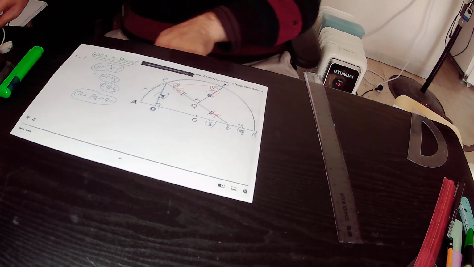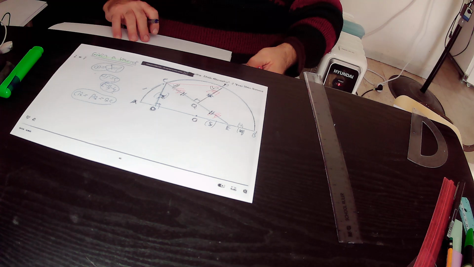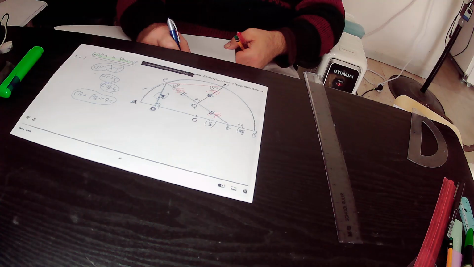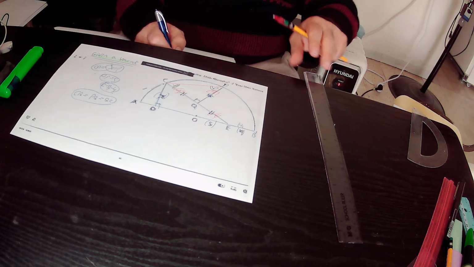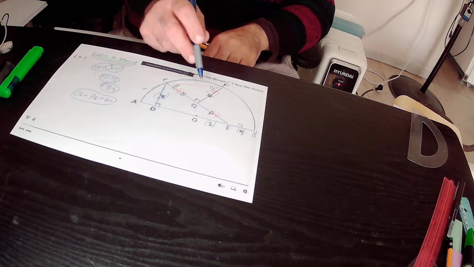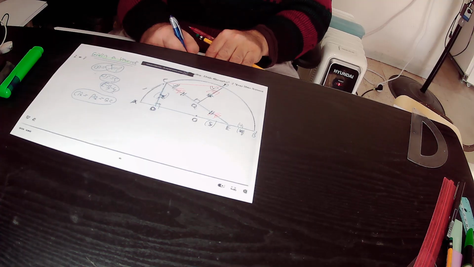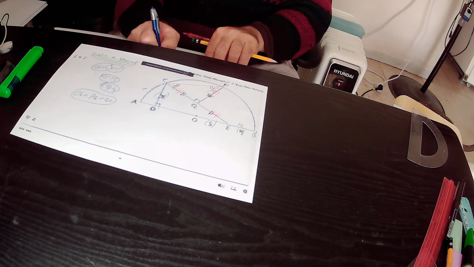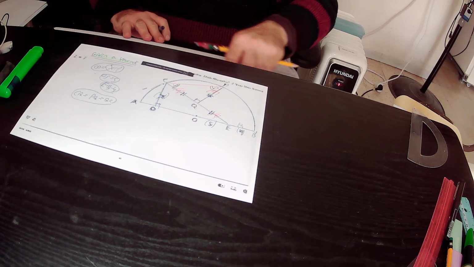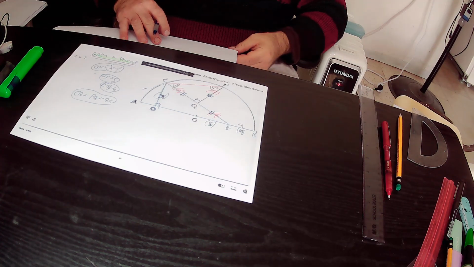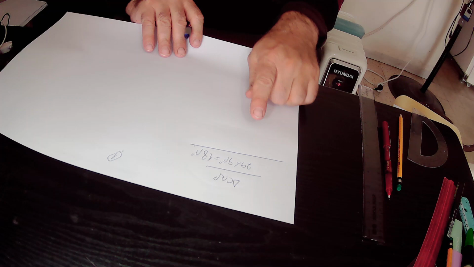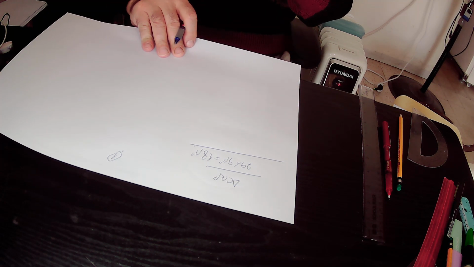So write it down. In the right triangle CQP, the sum of the angles must be equal to 180 degrees. That is to say, 2 alpha plus 90 degrees, in total, must be equal to 180 degrees.